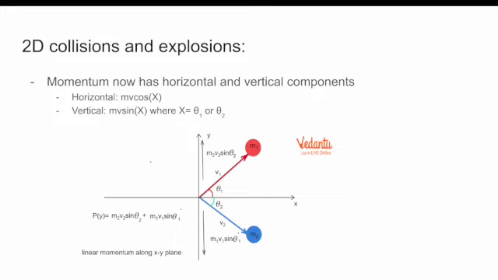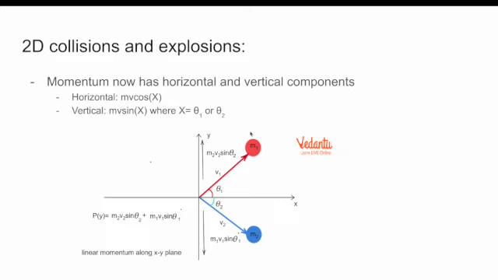The horizontal component of linear momentum is mv cos x, where x is theta 1 or theta 2, depending on which one we're looking at. The vertical component of momentum is mv sin x, where x is theta 1 or theta 2. As you can see on this label, m2v2 sin theta 2 is the upward momentum that this ball has got from this ball, and m1v1 sin theta 1 is the downward momentum that this ball has got from the red ball.